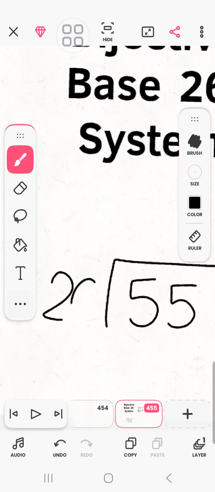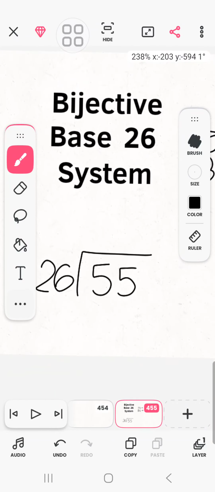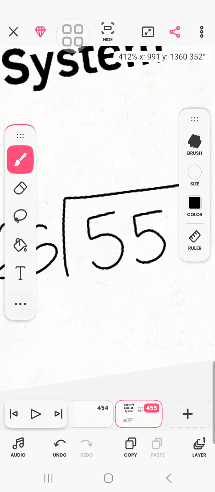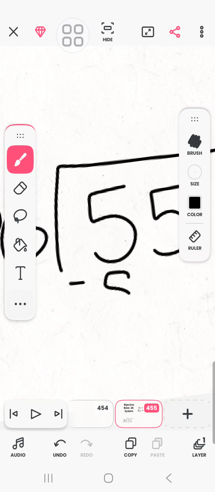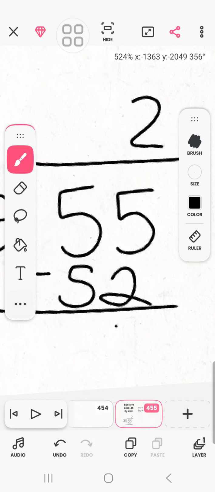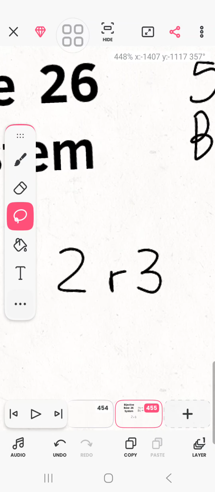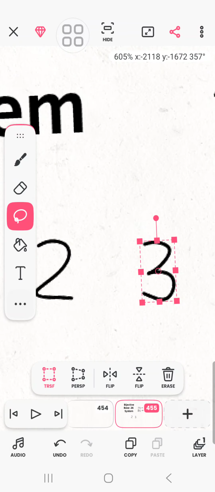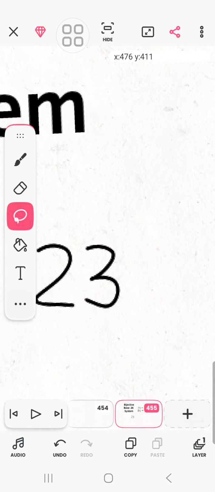Then we divide it by 26, but not with annoying decimals. We have to have a remainder. So do long division. 26 can't go into 5. 26 can go into 55 2 times. 26 times 2 is 52, so we're going to put 2 over there. Subtract, we have a remainder of 3. Now we have 2R3. Cancel out the R, and we get 23.